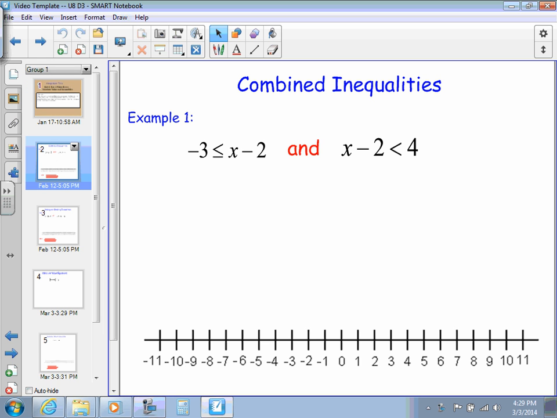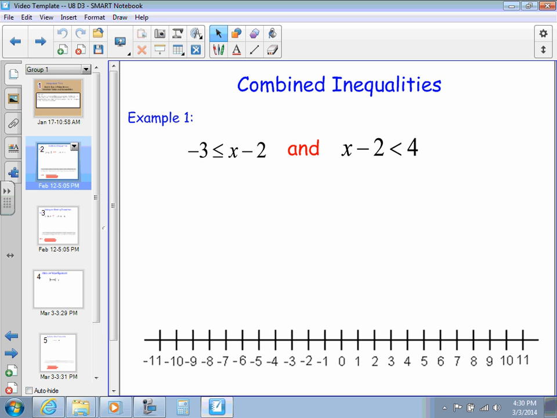Combined inequalities. This is where we have two inequalities, and really the issue here is whether it's "and" or "or" between the two inequalities. "And" means that we have to satisfy both. "Or" means that the two inequalities cannot both be satisfied at the same time, so we're looking for the solution set of one or the solution set of the other, or rather the combination of the two solution sets. In this case we have "and", which means that we have to be able to satisfy both inequalities.